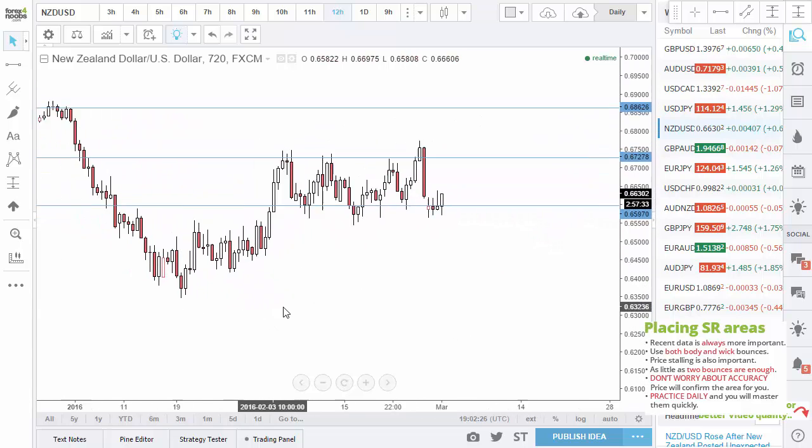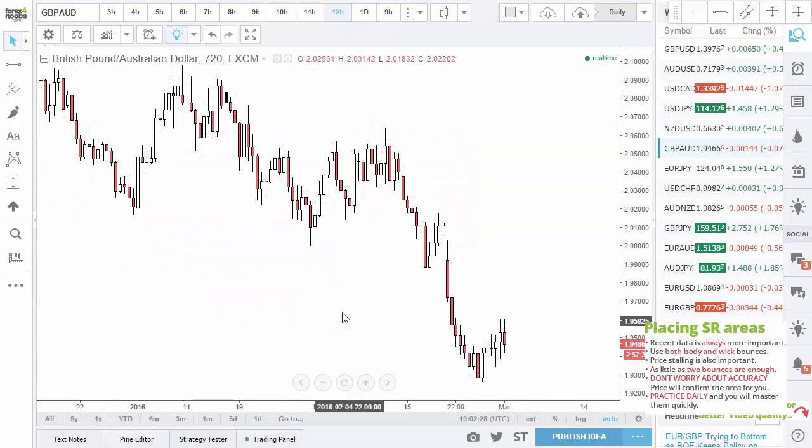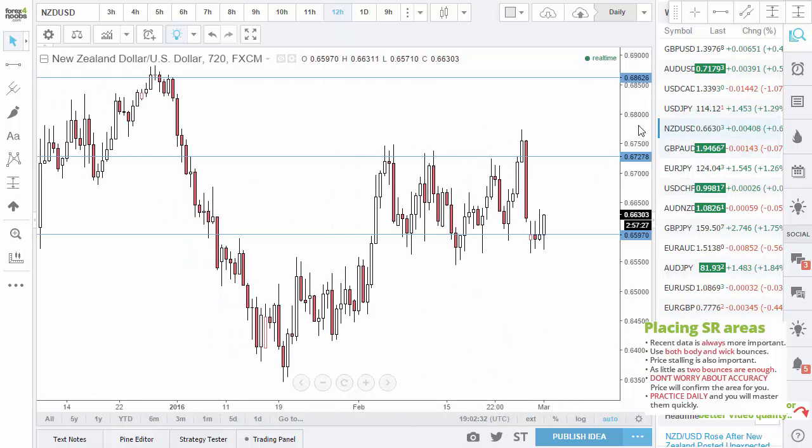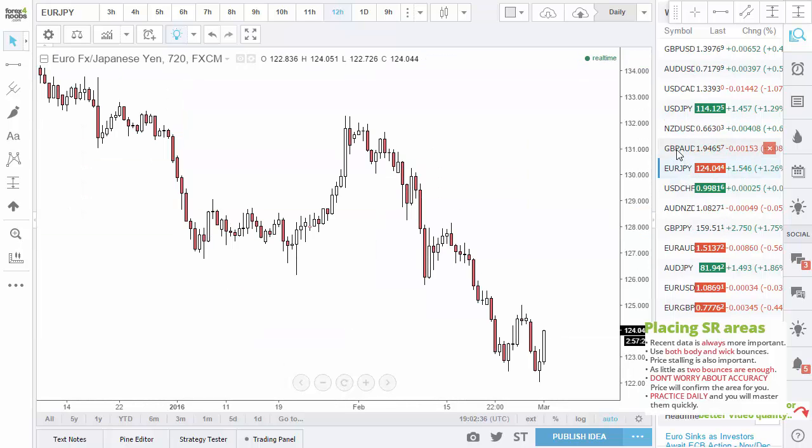Okay, let's place some more support resistance areas on New Zealand USD. Ooh, what did I just do? Switched to the next pair by mistake.